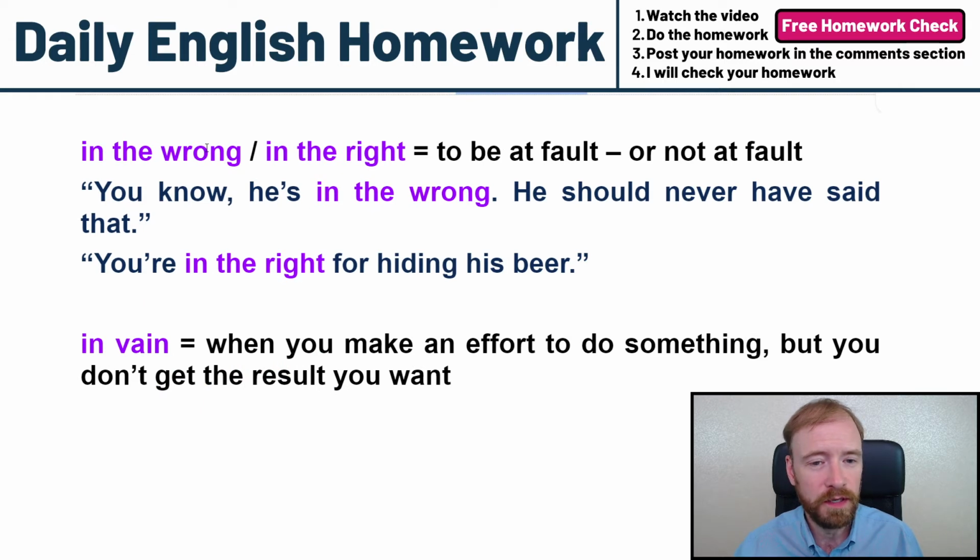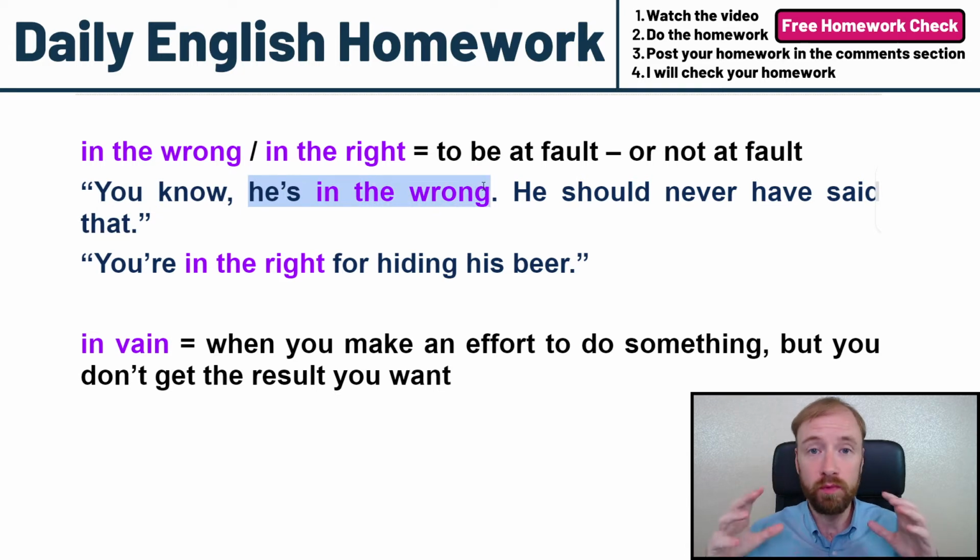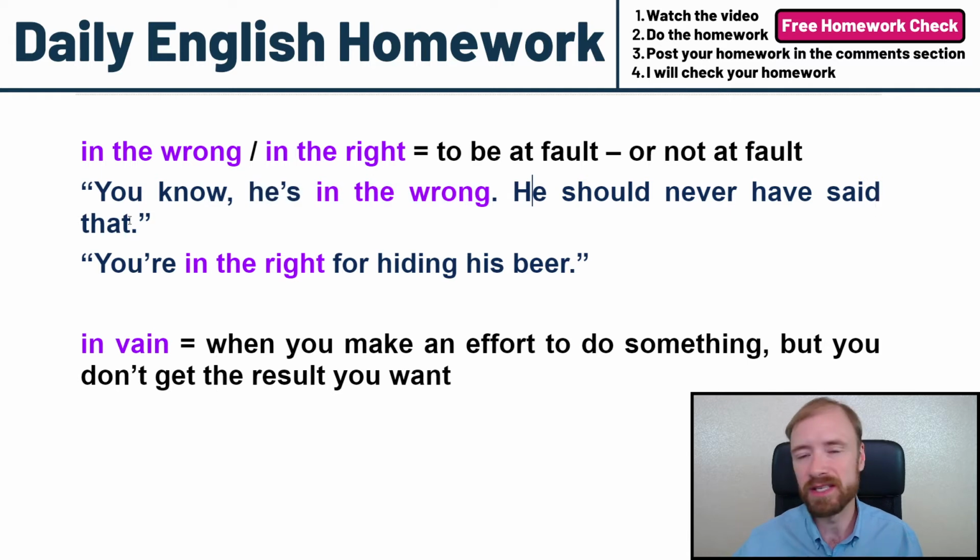In the wrong, in the right. So if you're in the wrong, to be at fault, you are to blame. And if you're in the right, it's not your fault. Don't blame you. So let's look at our example sentences. He's in the wrong. So he's wrong. He's in the wrong. He should never have said that. So he said something wrong. He's in the wrong. You're in the right.